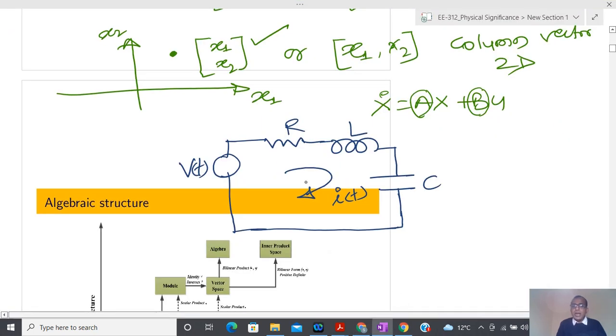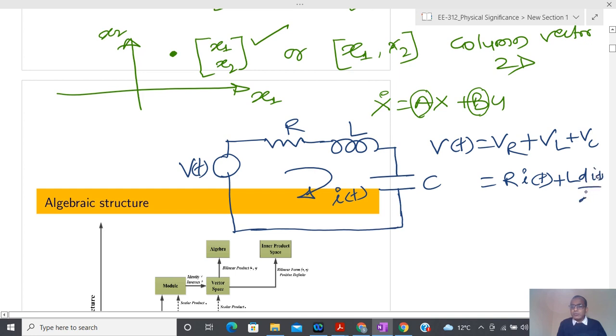Now I am going to perform the mathematical modeling, and I hope you are all already well aware that V(t) equals V_R, the voltage across the resistor, plus the voltage across the inductor, plus the voltage across the capacitor. Now, based on the experiment, I am going to write the law. Since we are using an experimental fact, this is also modeling by first principles, and so I am going to write here R into i(t). I hope you are all already well aware of that, so I am not going to discuss much.